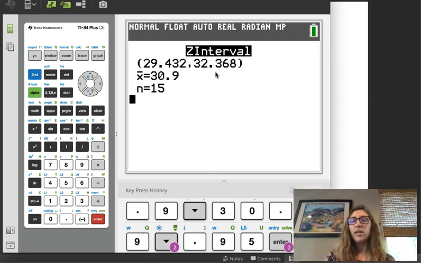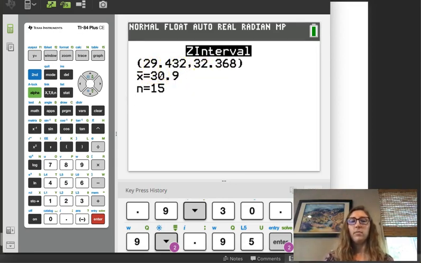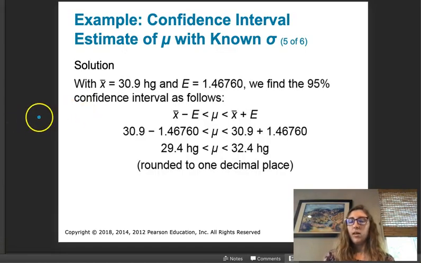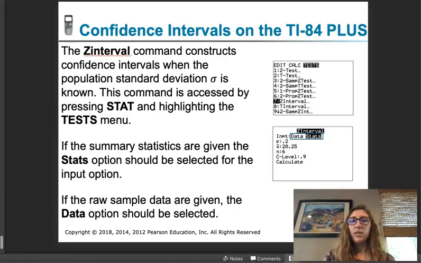So we would say that we are 95% confident that the true value for mu, the mean birth weight of girls, is somewhere between 29.4 hectograms and 32.4 hectograms. So again, that was our z-interval, and we use our z-interval when we are estimating a population mean, and we're in the weird situation where we actually know our population standard deviation.